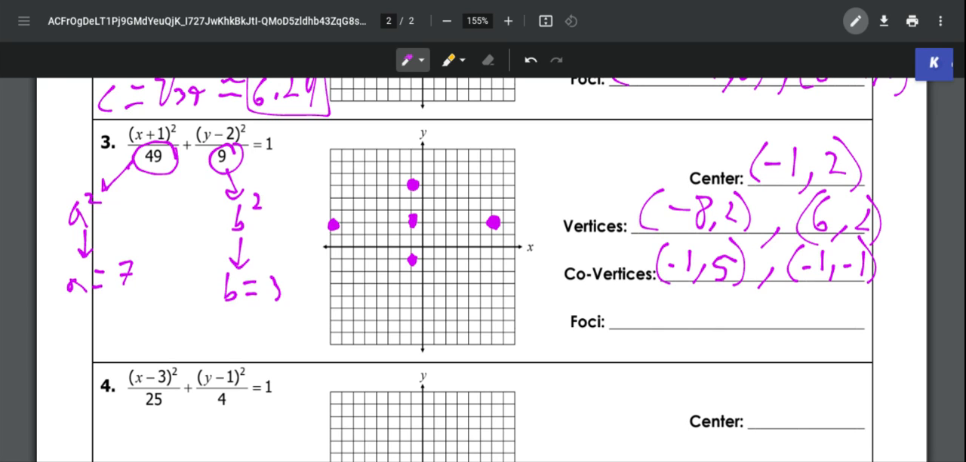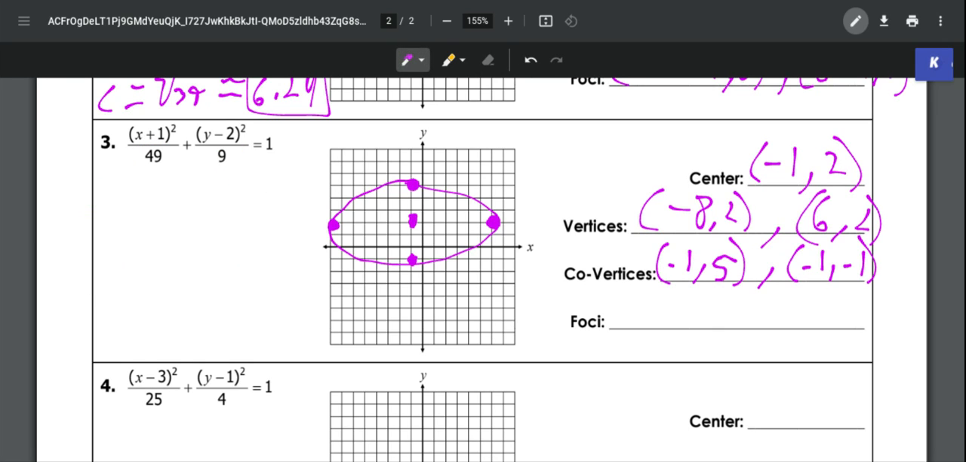All right. So that's everything we need for our graph. That is what our graph looks like. And if you remember, I said that your larger denominator is going to tell you what type of ellipse you have. Our larger denominator was under x, so that tells us we're going to have a horizontal ellipse, and that's what we have here. Last thing we have to worry about is the foci.